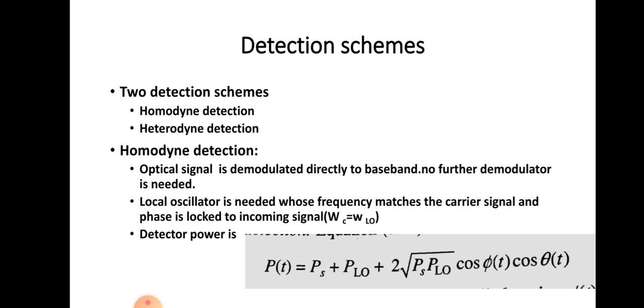Here we can write the equation for the detector power by using P of t. There will be an optical detector at the receiver end, and the received power will be P of t equal to PS plus PLO plus 2 root PS PLO cos phi of t cos theta of t, where PS is the signal power and PLO is the local oscillator power, and phi of t represents the phase difference between the signal and the local oscillator generated carrier.